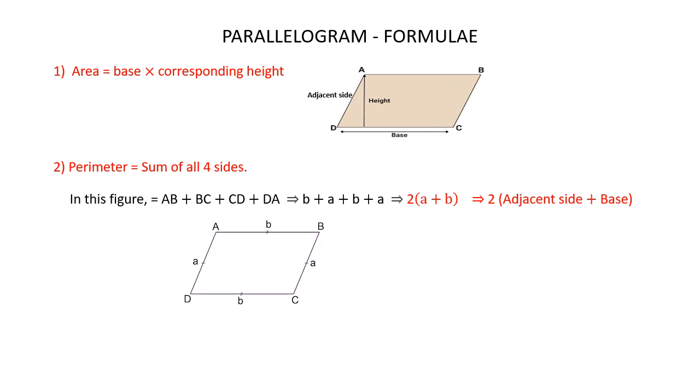Let's look at a few formulae for parallelograms. Area. The area of a parallelogram is equal to base multiplied by corresponding height. Look at this parallelogram ABCD. Here, if we consider the side CD as the base, then the corresponding height would be the perpendicular drawn from the vertex A to the base. So this is the corresponding height to this base. So the area of the parallelogram ABCD here is equal to the base multiplied by the corresponding height.